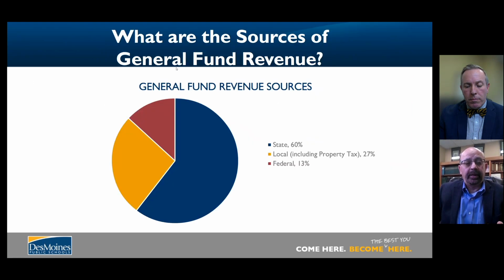This is a pie chart which basically shows that out of the total funds that we get, 60% is funded by the state, 27% is local, including property taxes, and 13% is federal. Historically, the federal share has not been so large, but as some of you know, we received additional ESSER dollars related to the pandemic, and that is making the federal funds 13%, but otherwise it's a lot smaller than what you're seeing here.